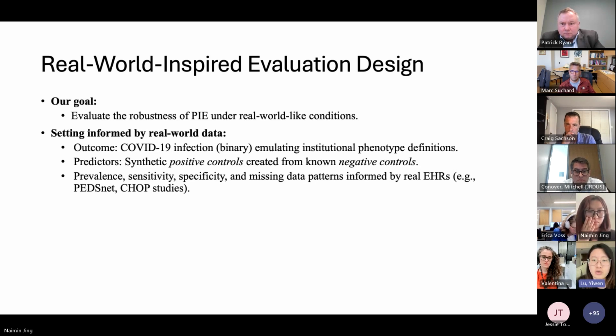So to further investigate the robustness of pi under real-world conditions, we conducted an evaluation using data synthesized from the distribution of our existing COVID-19 infection study. The outcome we used is the binary indicator of COVID-19, mimicking the prevalence in our previous study on the effectiveness of vaccination. To test how well the algorithm works, we created synthetic positive controls from the negative controls as the predictor, to make sure that we have the true effect size. The prevalence, the sensitivity, and specificity in this setting are also informed by previous studies using real-world electronic health record data such as the PISNet and CHOP studies.